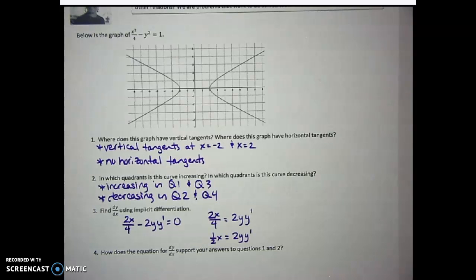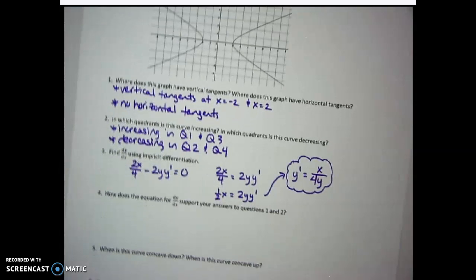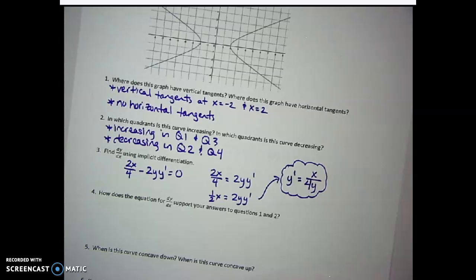Adding the 2y y prime over, and then simplifying, I get 1/2 x equals 2y y prime. And now I just need to divide by 2y. Now I get that y prime equals x over 4y. So how does this equation for dy dx support our answers for questions 1 and 2?